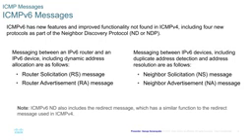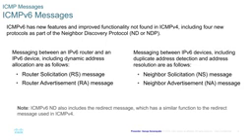ICMP version 6 messages. ICMP version 6 has new features and improved functionality not found in ICMP version 4, including 4 new protocols as part of the Neighbor Discovery Protocol. Remember, ND, Neighbor Discovery, we quickly went over in our previous module, so that's what this is referring to.